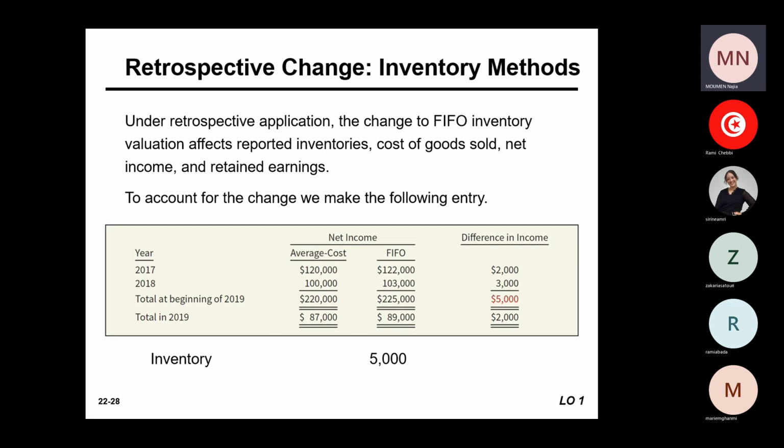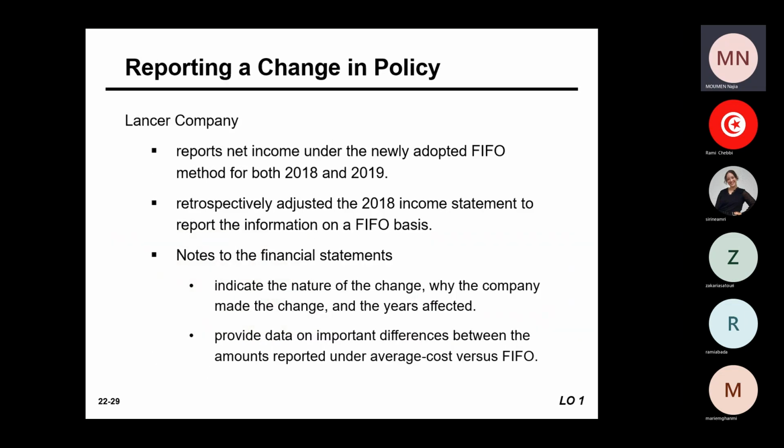So we debit inventory for 5,000, so we simply credit retained earnings for that 5,000. We are said to omit this tax effect. So that's, of course, the journal entry that is needed.